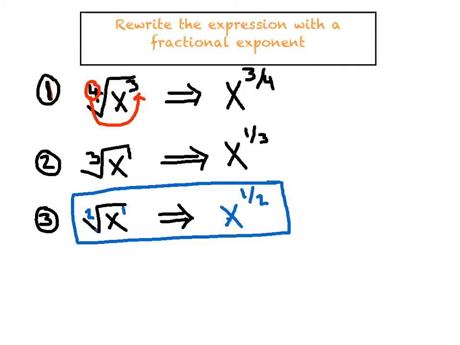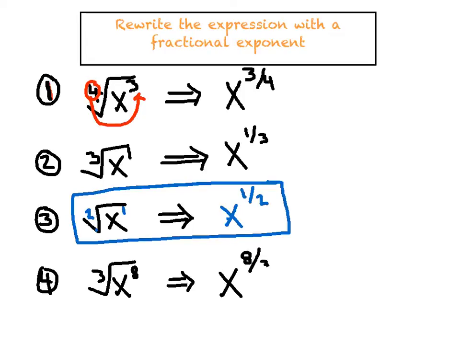That one right there is a very, very popular example, and I hope you feel comfortable converting from radical form into the fractional exponent. And let's see, number 4 says, let's take the cubed root of x to the 8th power. We'll rewrite that as x raised to the, and here's a good chance to hit the pause button and try to predict the answer. Hopefully you went with 8/3. x raised to the 8/3.